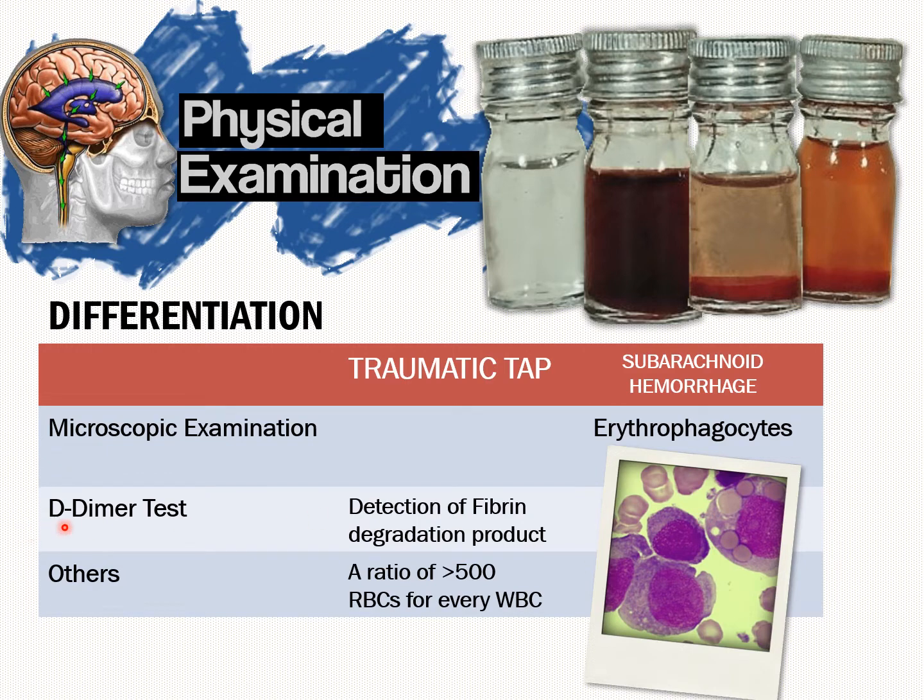And then we have the D-dimer test, a serologic test that checks for fibrin. In a traumatic tap, since we have fibrin and fibrinogen products, this test will be positive. And then another test would be looking at how much RBC is present in every WBC. Having 500 or more RBCs in every WBC indicates that what you have is actually a traumatic tap bleeding.